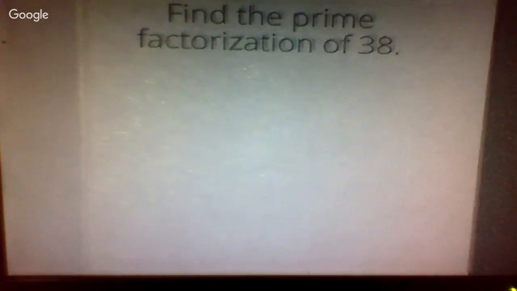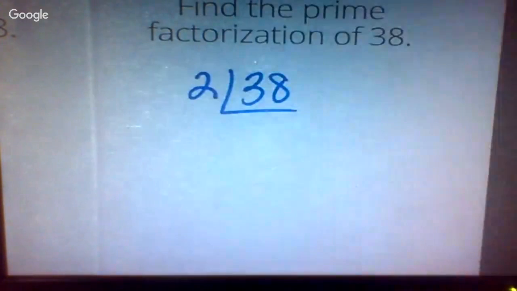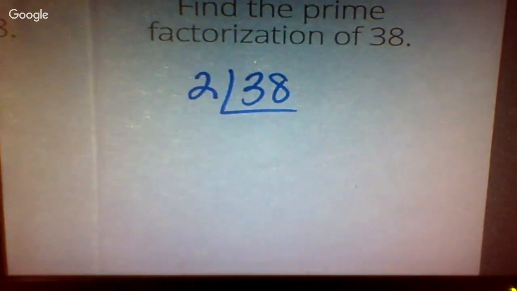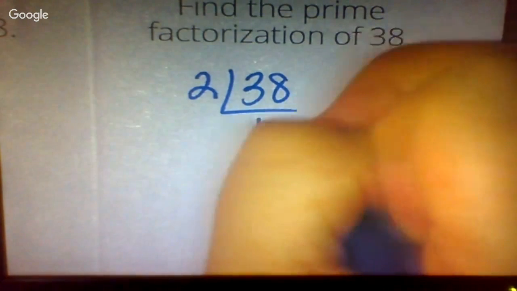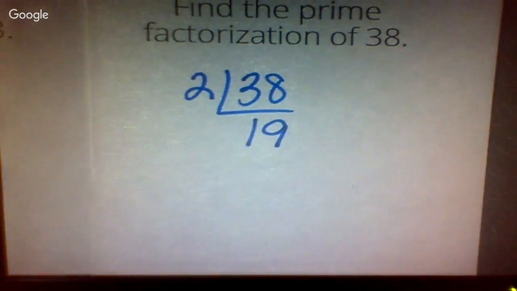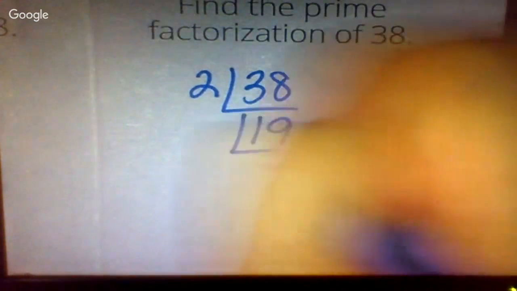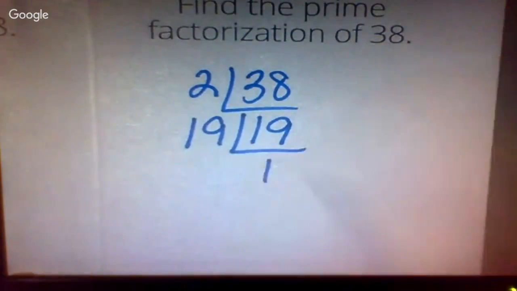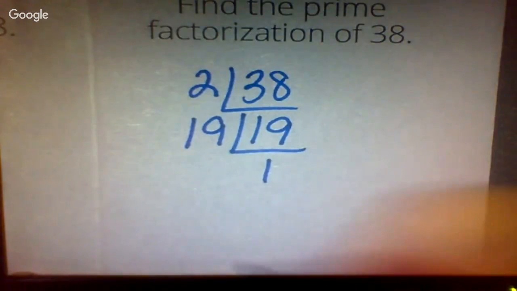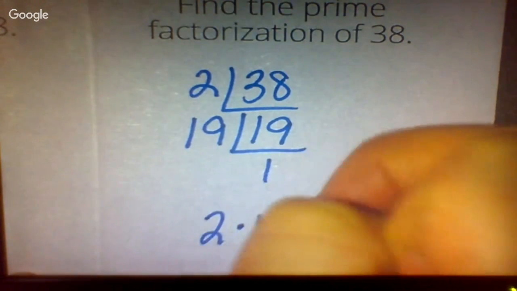The next one. Prime factorization of 38. 2 goes into it, and that leaves 19. What goes into 19? Nothing. 19 is prime. So 19 comes out and you're left with a 1. So your prime factorization is just 2 times 19.